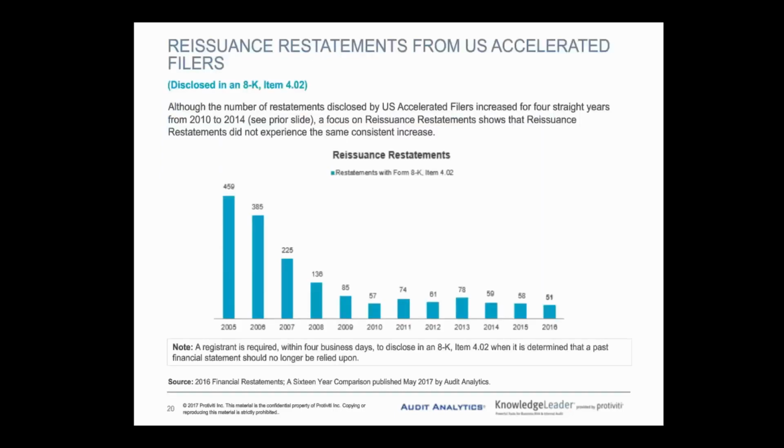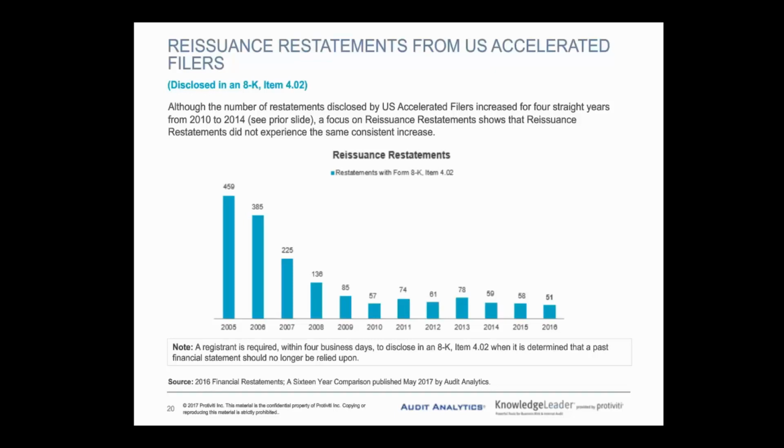If we break this out and just take a closer look at the reissuance restatements from U.S. accelerated filers, you can see that in addition to the overall number of restatements, accelerated filers also experienced a drop in reissuance restatements during the 12 years included in this chart. So it peaked at 459 in the reissuance restatements, and it's gone all the way down to 51 in 2016.